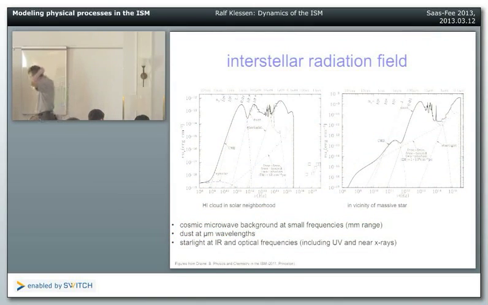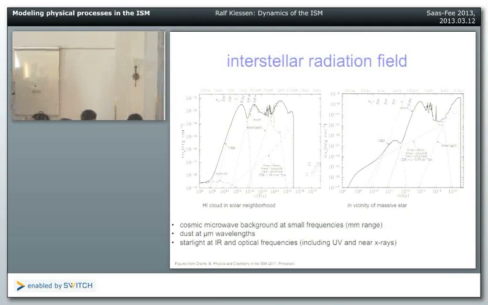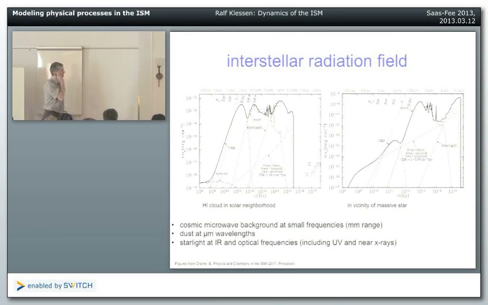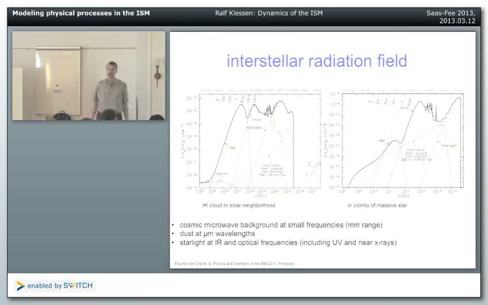So if we take one pixel in this image and then scan to frequency space, what does the interstellar radiation field look like? I have brought you two examples from the book by Bruce Draine. Again, in the break, I have brought it. You can have a look at it.